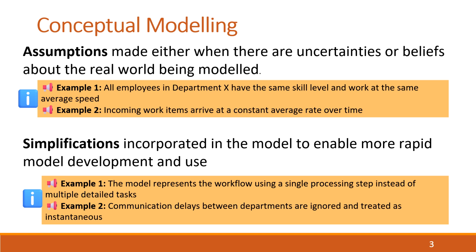Simplifications, on the other hand, are deliberate design choices. They reduce complexity so the model can be developed and used efficiently. For instance, several detailed tasks may be represented as a single processing step, or communication delays between departments may be ignored. The key idea is that assumptions and simplifications should support the modeling goal, while still preserving the essential behavior of the system.